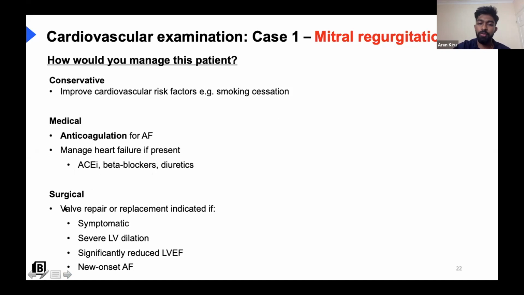And surgical options. So if you can talk about valve repair or valve replacement, and here are some of the indications. For example, if they get new onset AF as a complication, that would be a suggestion to consider repairing that valve, if they've got those severe features on echo, which we talked about.